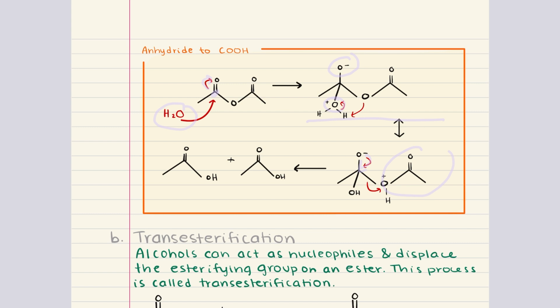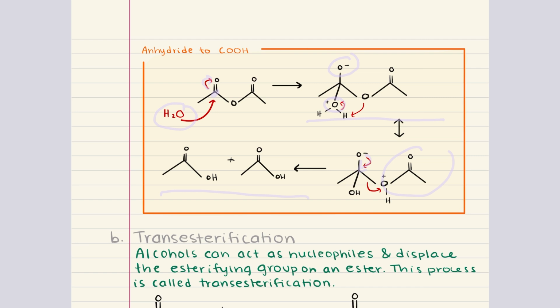After proton transfer from the attacking water molecule, the expelled carboxylate anion is protonated, and this results in the formation of two molecules of carboxylic acid. So the hydrolysis of an anhydride, meaning its reaction with water, produces two equivalents of carboxylic acid.